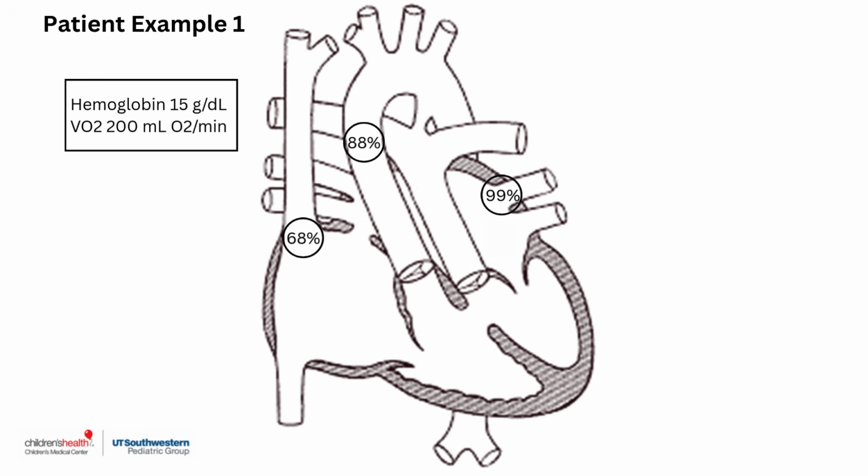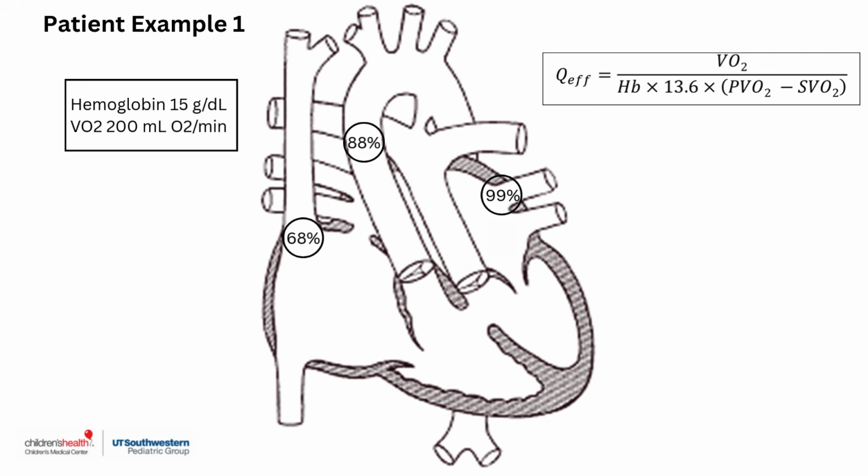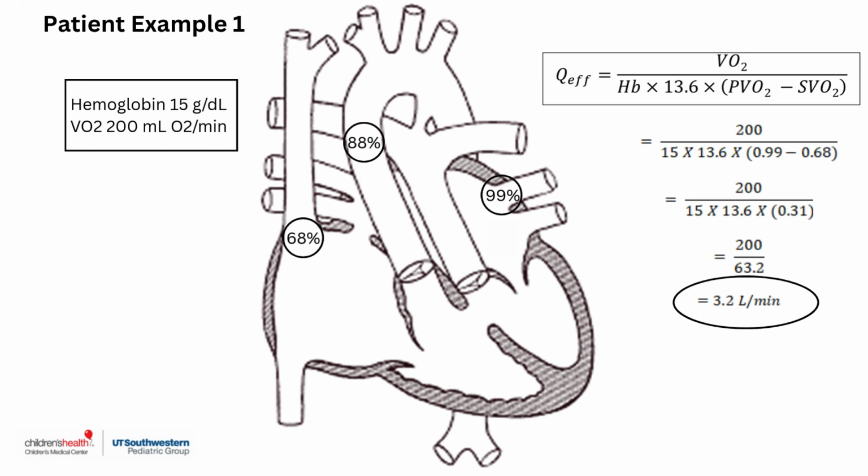Here we have a diagram of a heart with saturations that were measured in different areas. This is a patient example with a systemic oxygen saturation of 88%. To calculate the Q effective blood flow, we want to take the most and least oxygenated blood for our calculation. We can take the pulmonary vein saturation for the most oxygenated and the SVC saturation for the least oxygenated. We are given the hemoglobin of 15 and VO2 of 200. Plug these numbers into our equation and we get 3.2 liters per minute for the Q effective blood flow, which tells us the volume of mixing.